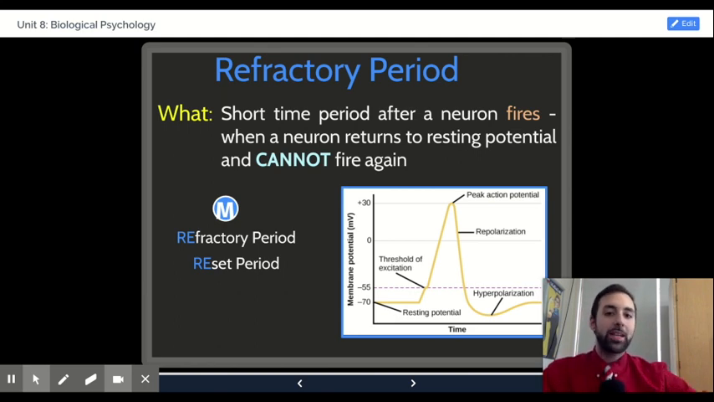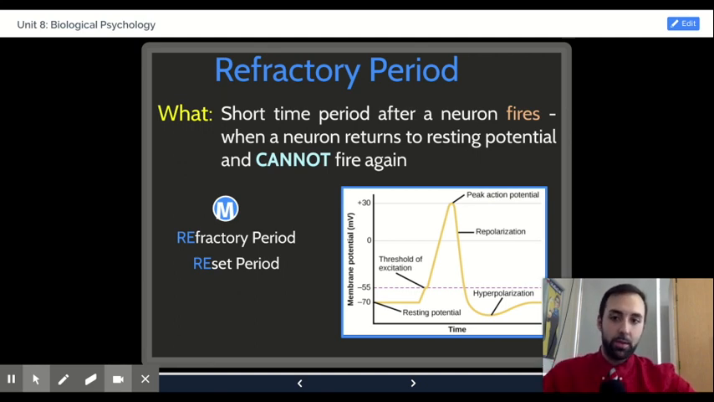So there is a short window of time after a neuron has triggered action potential where it cannot be stimulated again. It needs to pump out the sodium. It needs to reset itself. It needs to sort of repolarize itself, to use some terminology. That's called the refractory period. I like to call this the reset period. It's the small window of time where the neuron resets itself back to resting potential, where it would have a relatively negative interior, at least in relation to the exterior.